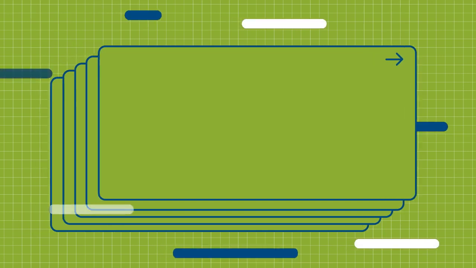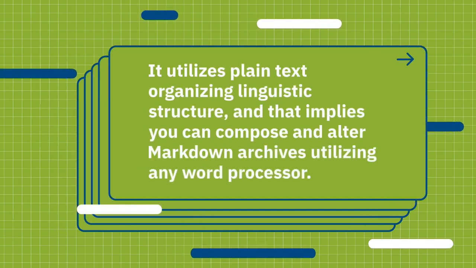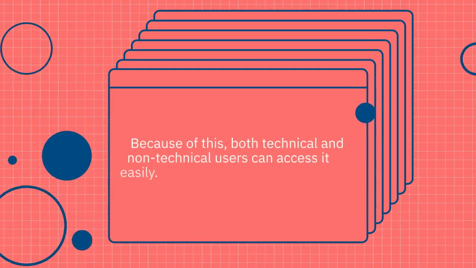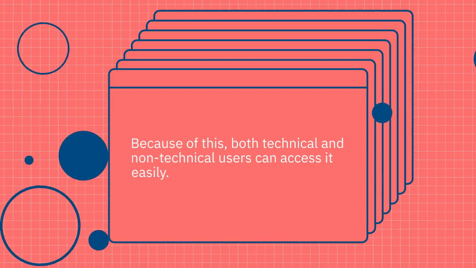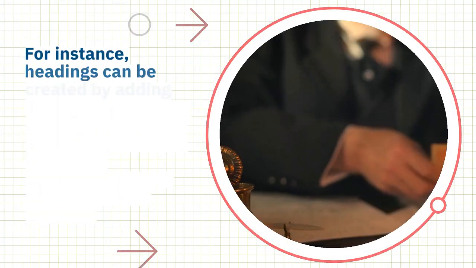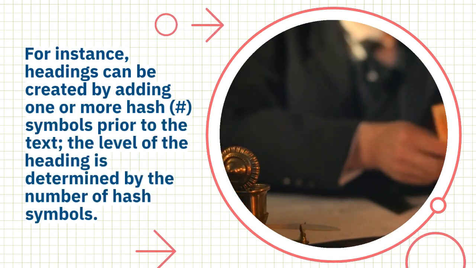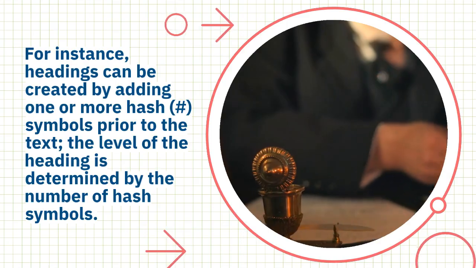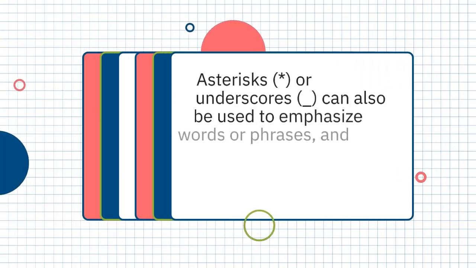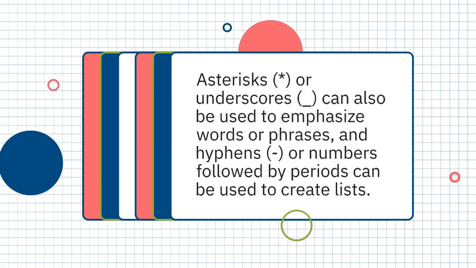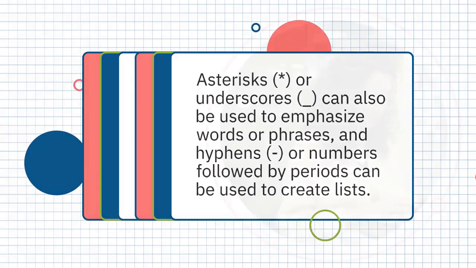It utilizes plain text formatting syntax, which means you can write and edit Markdown files using any word processor. Because of this, both technical and non-technical users can access it easily. Text can be formatted in a simple way with Markdown. For instance, headings can be created by adding one or more hash symbols prior to the text. The level of the heading is determined by the number of hash symbols. Asterisks or underscores can also be used to emphasize words or phrases, and hyphens or numbers followed by periods can be used to create lists.